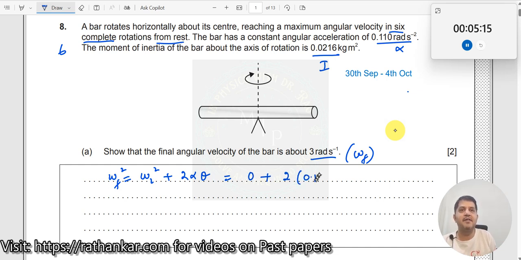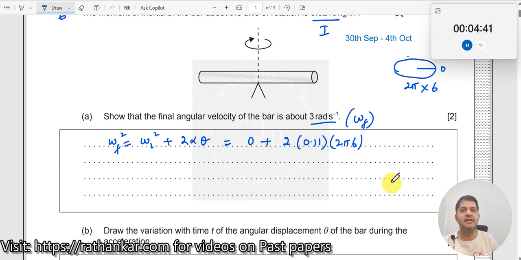What's the value of alpha? 0.11. And what's the value of theta? The theta value is not given, but it says it made 6 complete rotations. For one complete rotation, it describes an angle of 2 pi radians. 2 complete rotations, 2 into 2 pi. Similarly, if I have 6 complete rotations, it will be 2 pi into 6. So it's the total number of radians which this bar has described. Therefore, theta is 2 pi into 6.